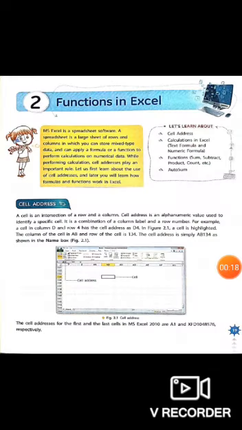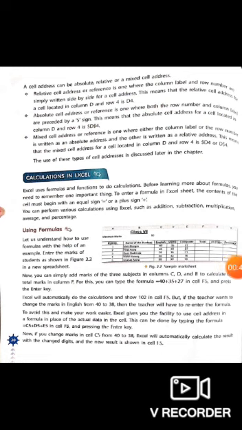Today, in this video, we will continue our chapter number 2, Functions in Excel. In the previous video, we have discussed cell address and the three types of cell addresses: absolute cell address, relative cell address, and mixed cell address. Now, we will start reading about calculations in Excel. How can we do calculations in Microsoft Excel?